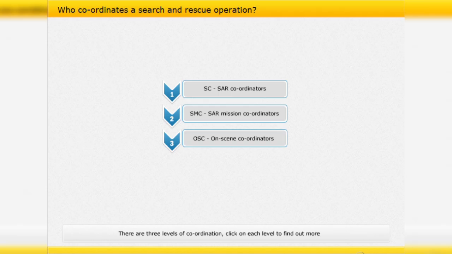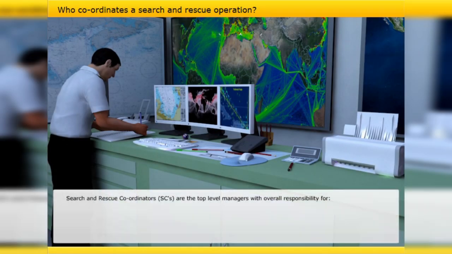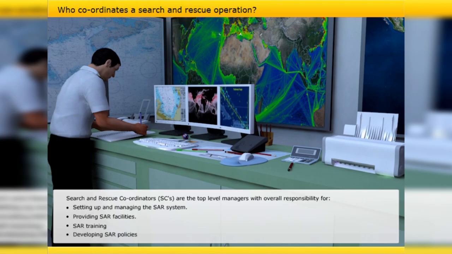Usually there are 3 levels of coordination in a search and rescue operation. Search and rescue coordinators are the top-level managers with overall responsibility for establishing, staffing, equipping and managing the search and rescue system, establishing the Rescue Coordination Centre and rescue subcentres, providing or arranging for search and rescue facilities, coordinating search and rescue training, developing search and rescue policies.